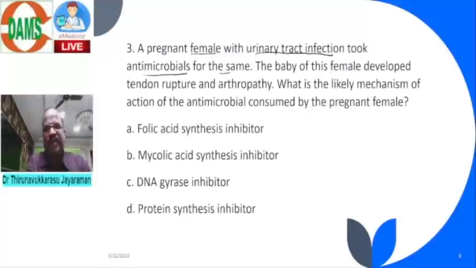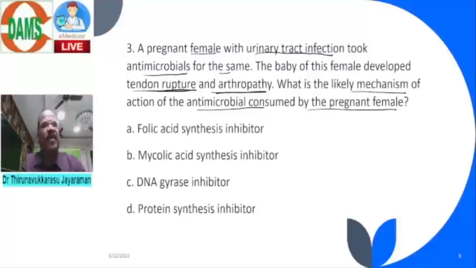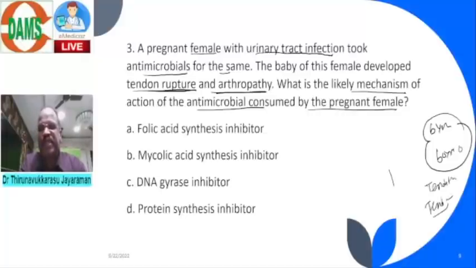The baby of this female developed a tendon rupture and arthropathy. What is the likely mechanism of action of antimicrobial consumed by the pregnant female? Very interesting question. In a less than 6-year-old child and in a more than 6-year-old patient, a drug going to cause tendinitis or tendon rupture is mostly fluoroquinolones. They are the ones causing the adverse effect of tendinitis or tendon rupture.